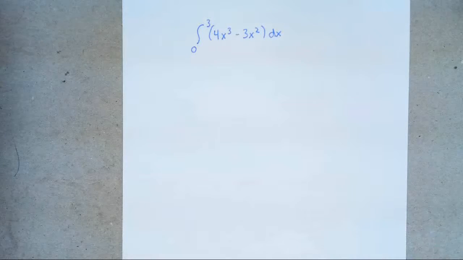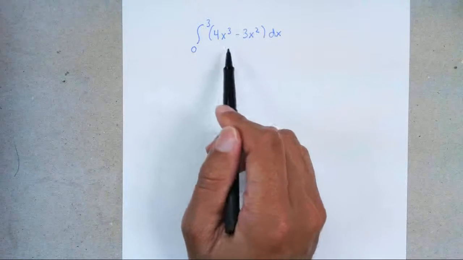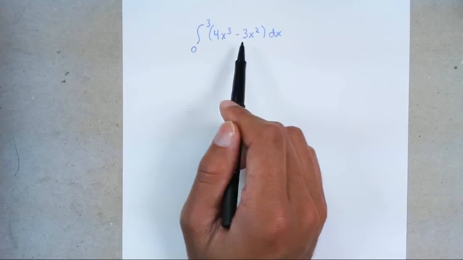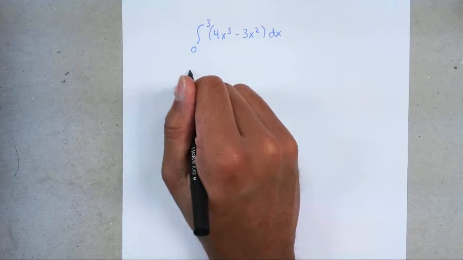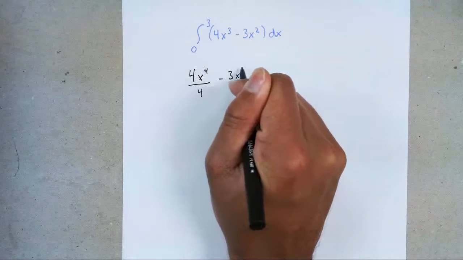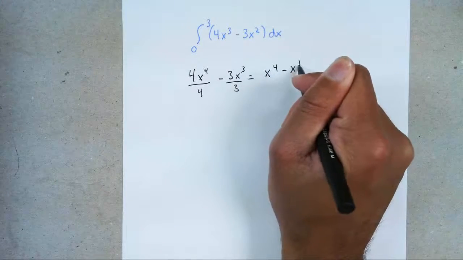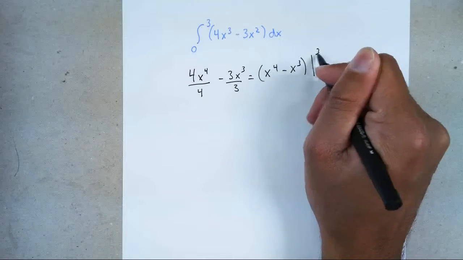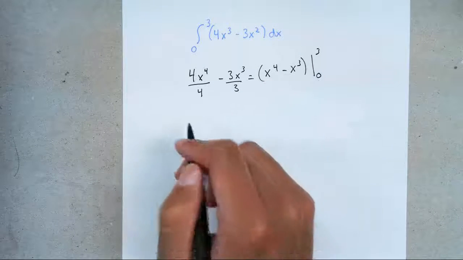From 0 to 3 of 4x cubed minus 3x squared. Before I get started, I know that they're asking for the area, because the integral from the lower bound to the upper bound is the area underneath the curve. So they're asking me for the area underneath the curve of 4x cubed minus 3x squared. So what you want to do is go ahead and find your antiderivative. For 4x cubed, add 1 to the exponent, put it on the bottom. For 3x squared, add 1 to the exponent, put it on the bottom. You get x to the fourth minus x cubed after you simplify it. Your upper bound is 3, your lower bound is 0, and you have to write that bar. So next thing is plug it in.